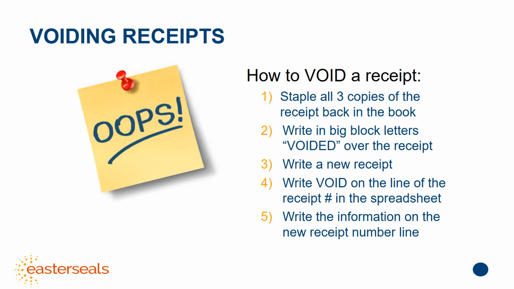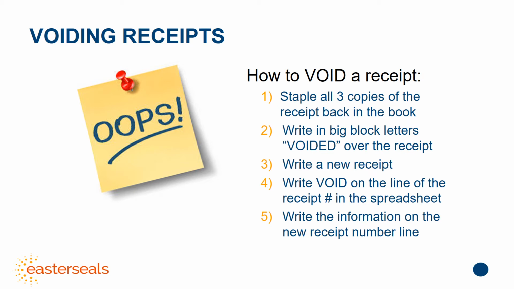And then you will write a new receipt, whatever new receipt's available. On the spreadsheet, you would also find the receipt number that you voided and you would write void in the line where the receipt was written on the spreadsheet. Now, in order for us to be able to determine what receipt is replacing the receipt that you voided, on the spreadsheet next to the new receipt, you're going to write replaces receipt number.